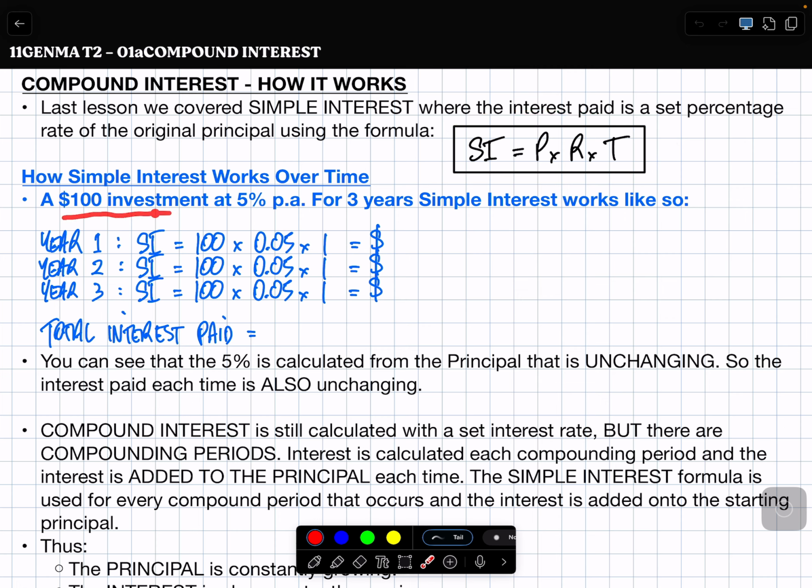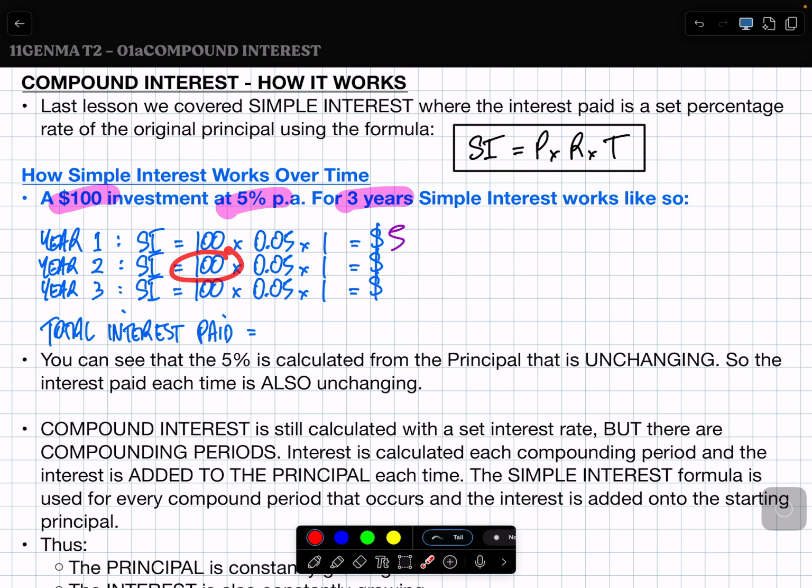If I invested $100 at 5% per annum for 3 years, what is actually happening here? In year 1, you do 100 times 0.05 times 1. That gives you $5. But because it's simple interest, this number stays the same. It's always going to be 5% of the original 100. So in year 2, it's still going to be $5, and in year 3, it's still going to be $5 because it's always 5% of 100. So what's the total interest going to be paid over those 3 years? $15.